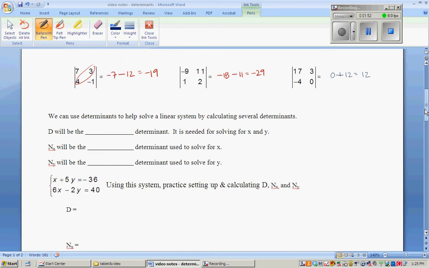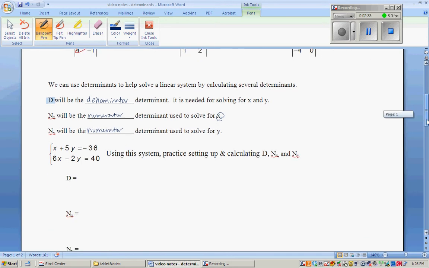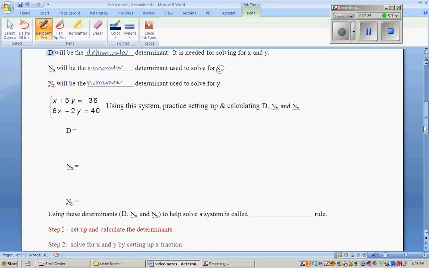All right, so how does this help us actually solve the system? Well, we're going to use determinants, several different determinants, and D is going to be the denominator determinant. All right, and it's needed for solving for both x and y. Now, n sub x is going to be the numerator determinant for x, and we need it to solve for x. And lastly, n sub y, as you can imagine, is the numerator determinant for solving for y. So we're going to just practice using this one and see how it works.